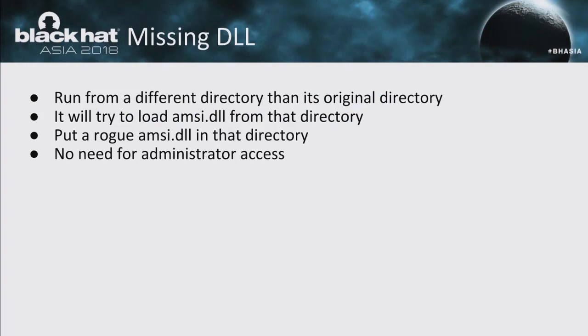Another little trick, and I don't know who to attribute this to, but if you copy PowerShell to a different directory, and you can do this without administrator access, then you can simply run it, and it'll try to load AMSI from that directory, amsi.dll. So if you drop a rogue AMSI DLL in that directory, and you can simply copy the original AMSI DLL and patch it beforehand, so it doesn't really require you to create a DLL of your own, and you put that DLL in that directory, it will be loaded instead of the original one. And this can also effectively disable AMSI.